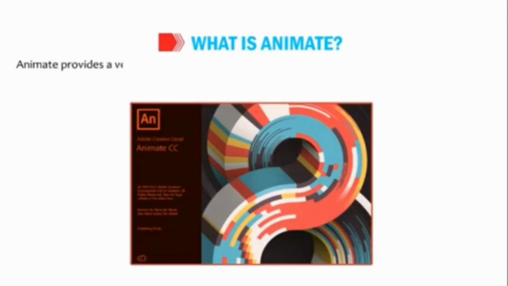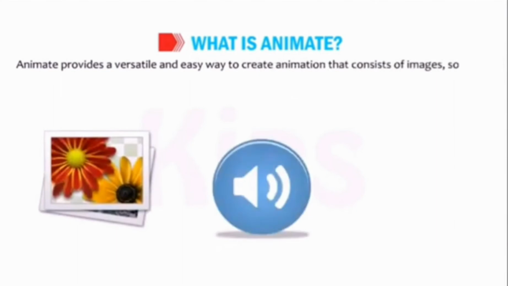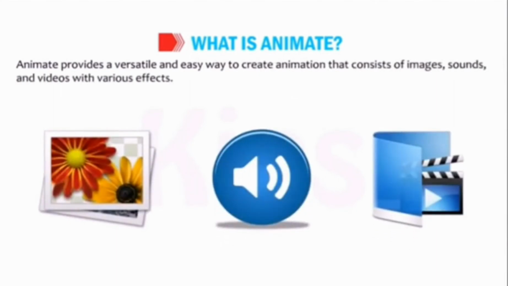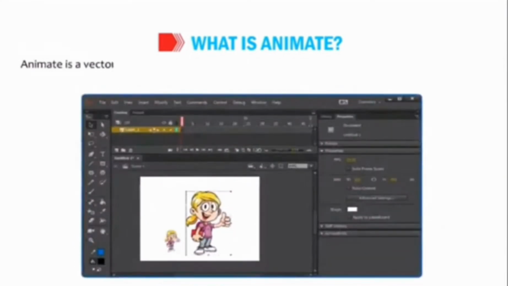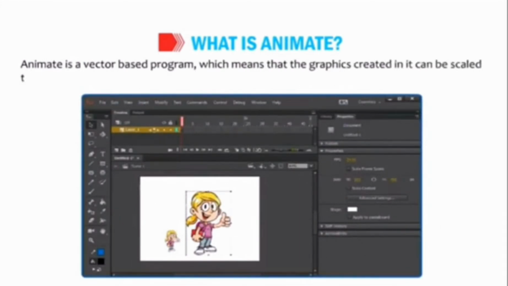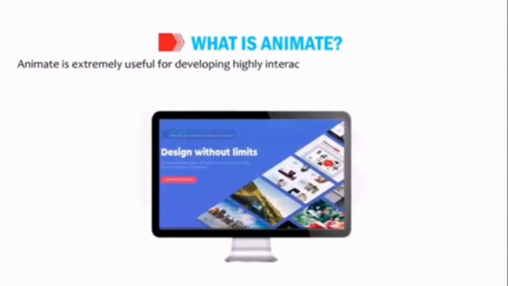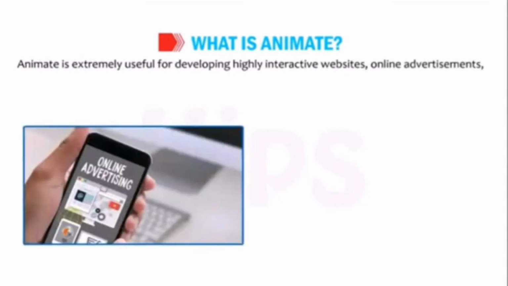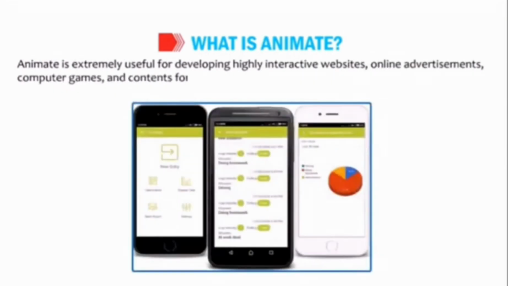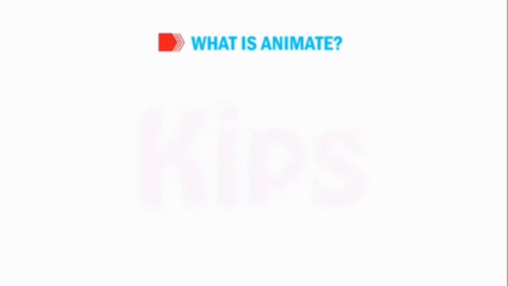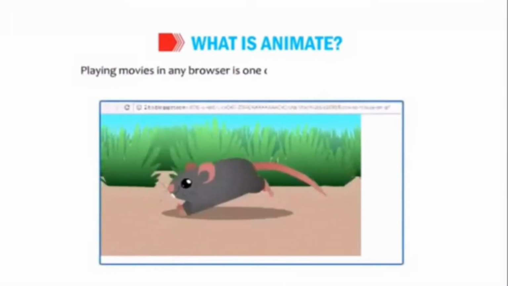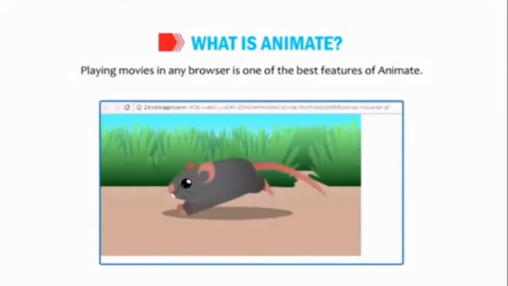Animate provides a versatile and easy way to create animation that consists of images, sounds, and videos with various effects. Animate is a vector-based program, which means that the graphics created in it can be scaled to any size without compromising the quality. Animate is extremely useful for developing highly interactive websites, online advertisements, computer games, and contents for various mobile devices. Playing movies in any browser is one of the best features of Animate.